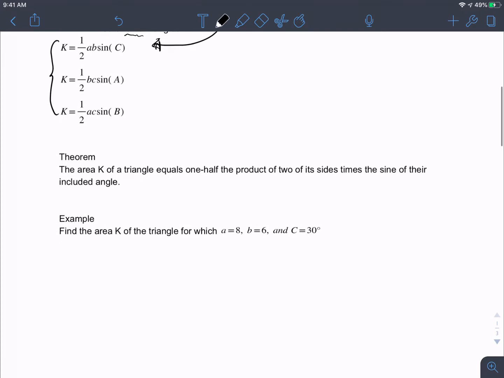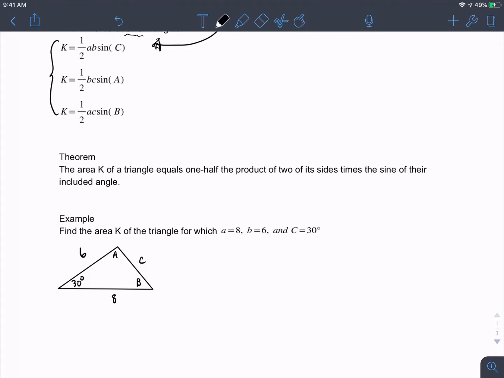And so this triangle is going to look like this. And so I'm going to get this as my A. I'm going to call this 30 degrees. I'll call this B. This will be 8. This will be 6. And this will be my side C. And so we want to find the area.